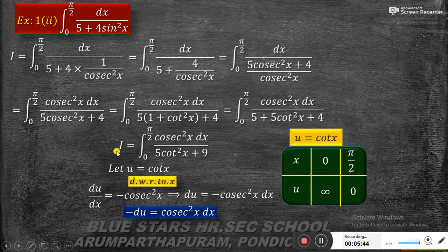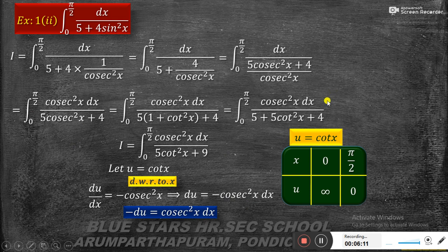In the next step you write I equal to integral 0 to pi by 2 cosecant square x dx by 5 cot square x plus 5 plus 4, that is 9. In the next step, u equal to cot x. So u equal to cot x means differentiate with respect to x. du by dx equal to the differentiation of cot x, which is minus cosecant square x. So du equals minus cosecant square x dx. Therefore minus du equals cosecant square x dx.